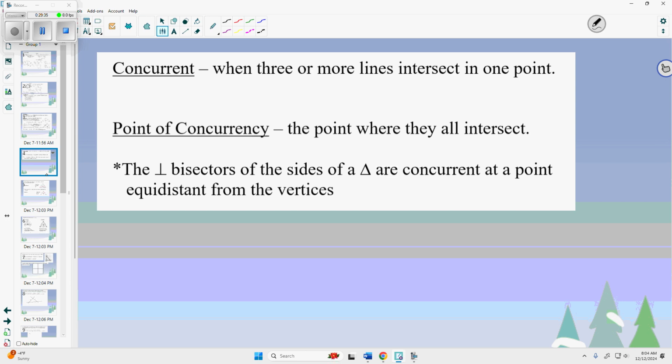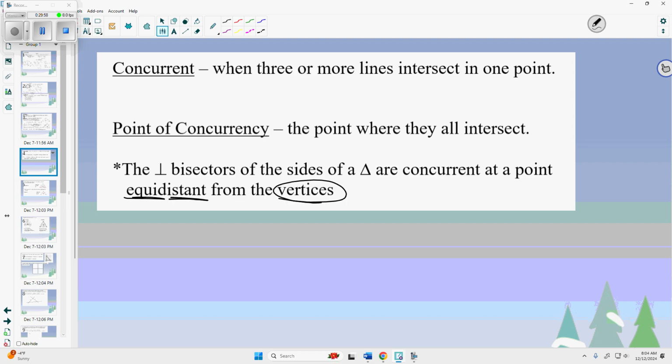The perpendicular bisectors of the sides of a triangle are concurrent in a point that is equidistant from the vertices. What is equidistant? Take the word apart. What is equidistant? Equal distance. Okay, so we are equal distance from the vertices.